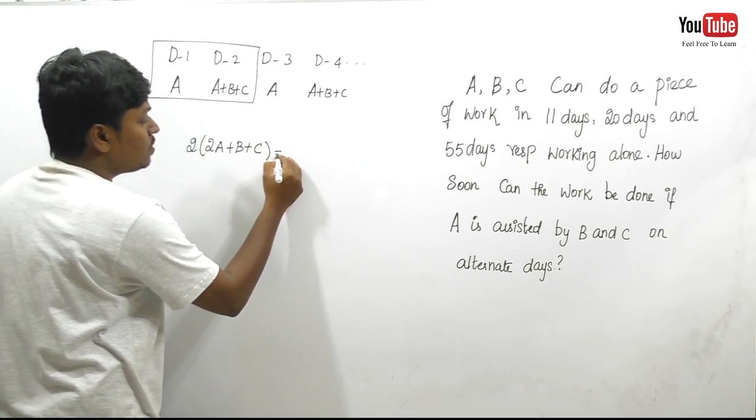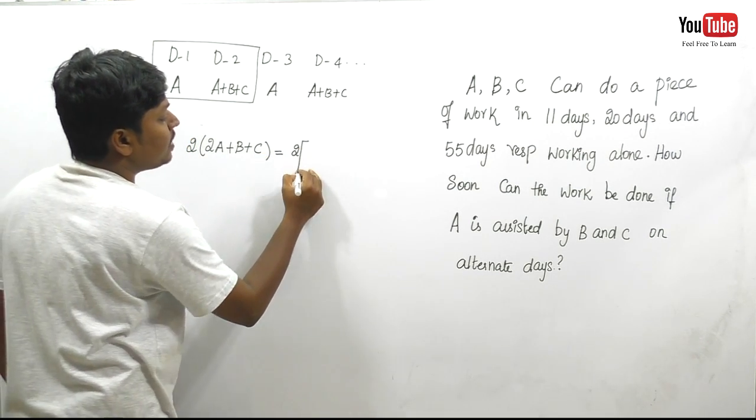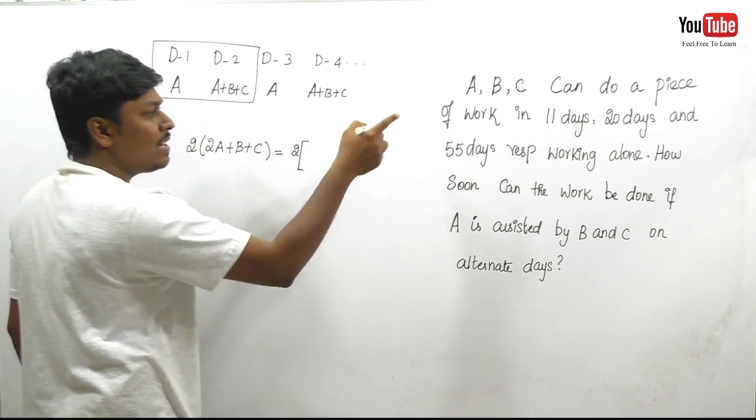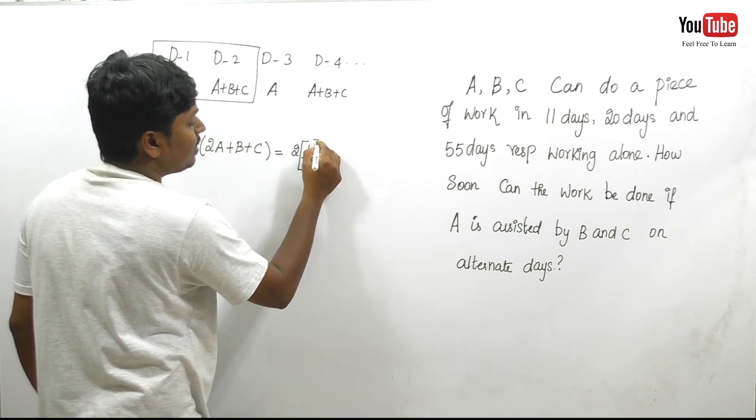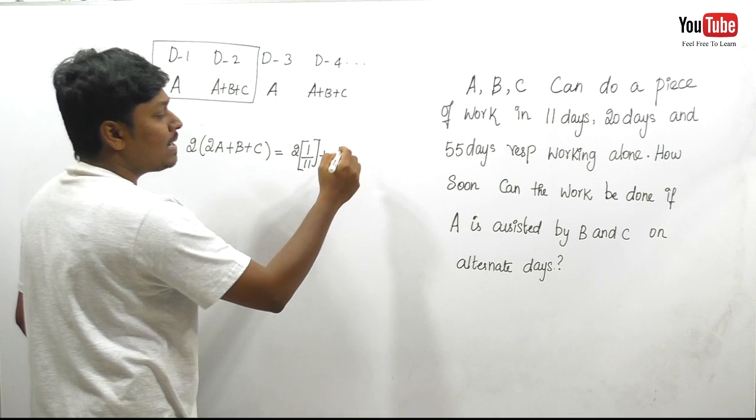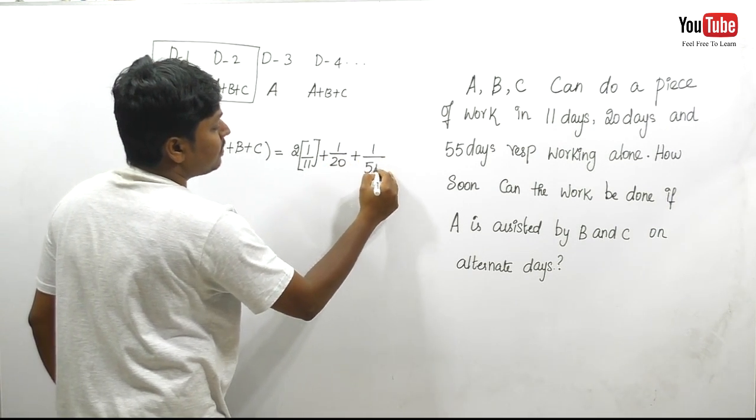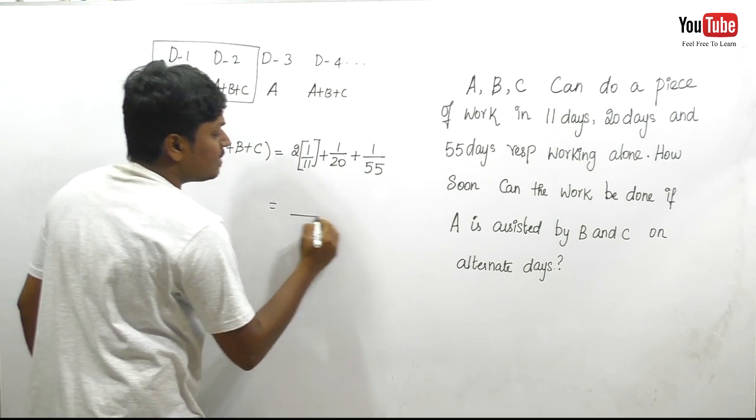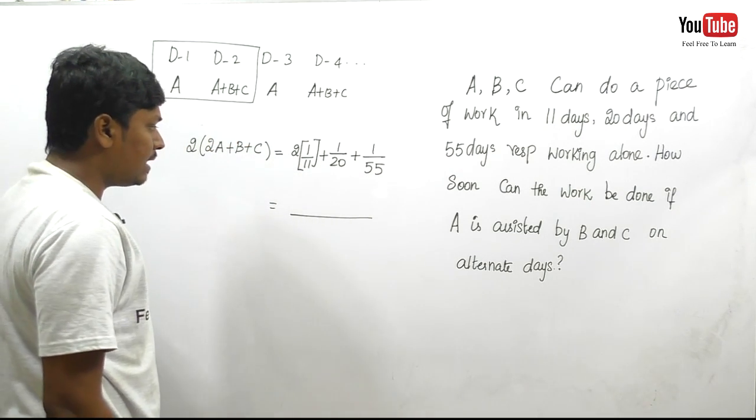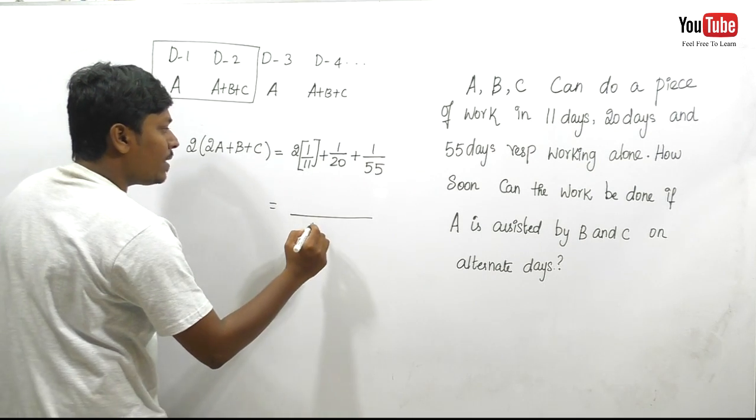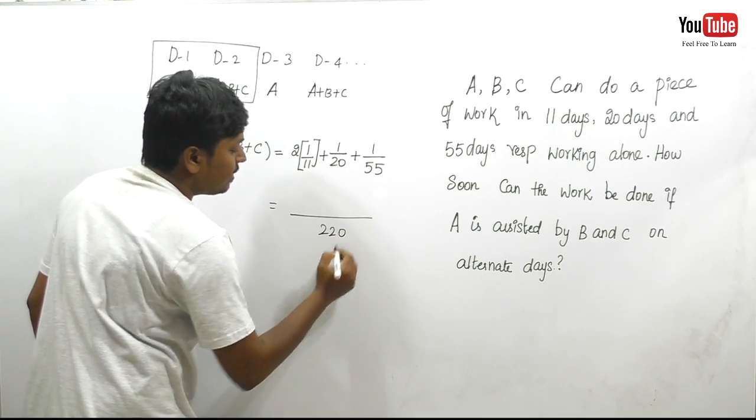So equal to 2A, that is 2 into, we know that A can complete a piece of work in 11 days. So 1 by 11. Similarly plus B, where B can complete a piece of work in 20 days and C can complete a piece of work in 55 days. So let me take the LCM, friends. 55, 20, 11. I think 220 will be the LCM, right? So 220 will be the LCM.